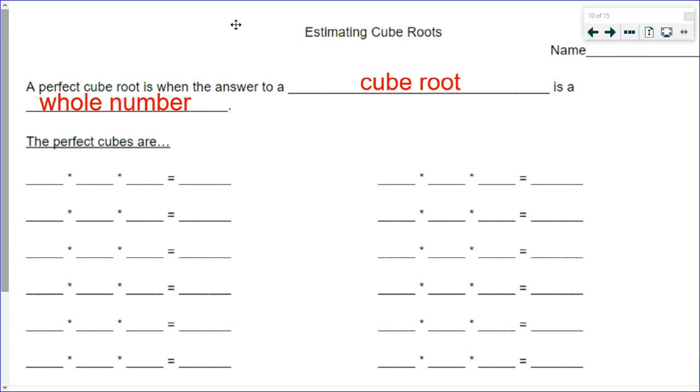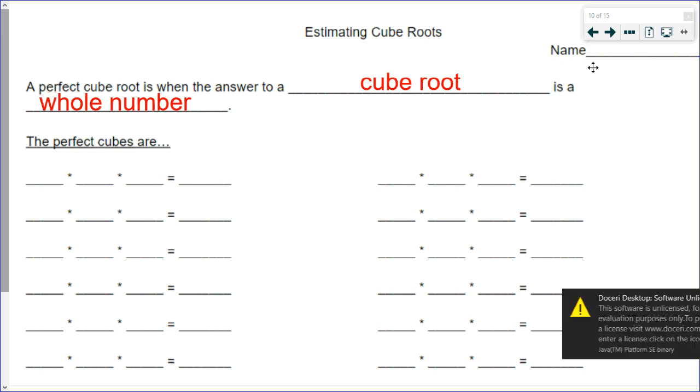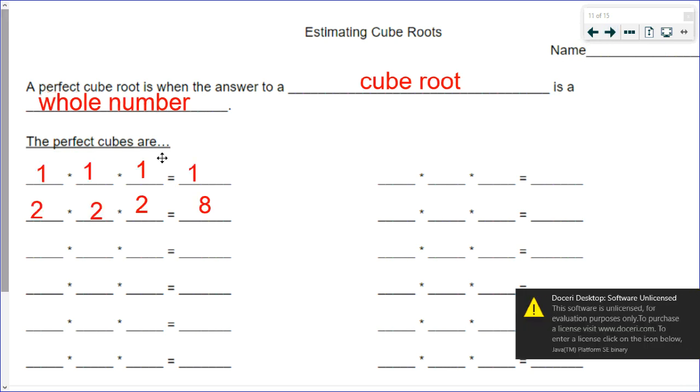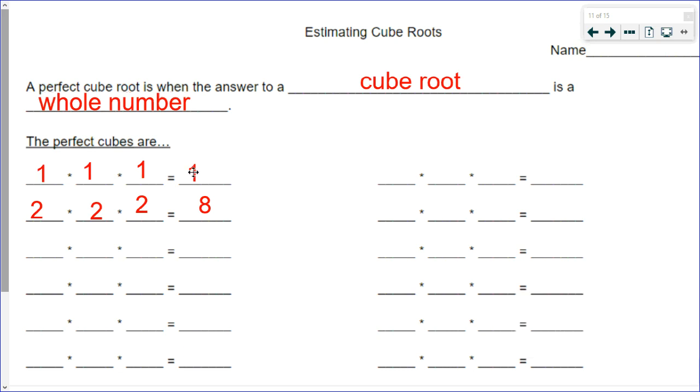Okay? And then down below, you're going to see lines very similar to when we did perfect squares, except now you have a third number that you're multiplying. But it follows the same pattern. So we're going to go 1 times 1 times 1. Well, that still just equals 1. When we get to 2, it changes because we have 2 times 2 times 2. Well, 2 times 2 is 4, and then 4 times 2 is 8. So the cube of 2 is 8.